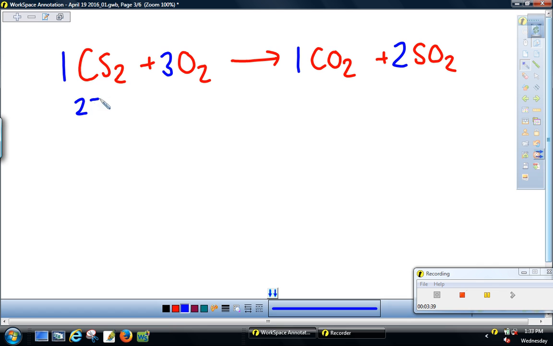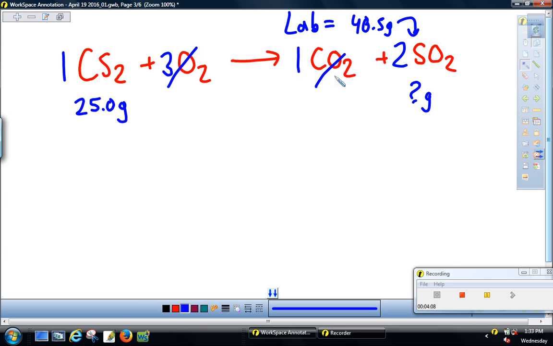So, looking at that question, it's telling us that we're burning 25 grams of carbon disulfide, and it's telling us that actually in the lab we're making 40.5 grams of sulfur dioxide. So that's our lab value. That's not our stoichiometry value. So what we want to do for percent yield is figure out, well, based on our calculations, these two things aren't mentioned. So CO2 is a byproduct.